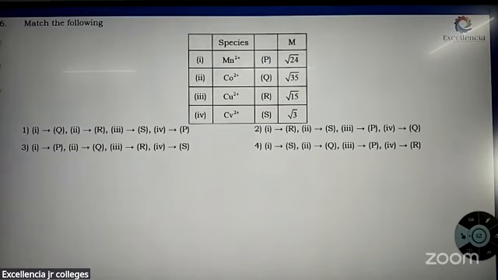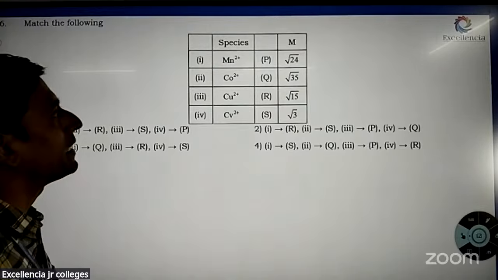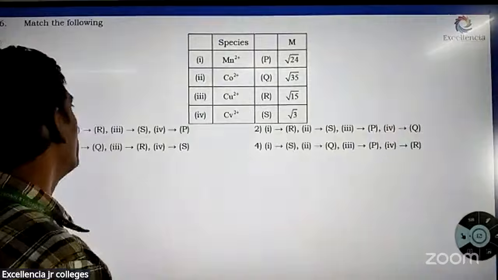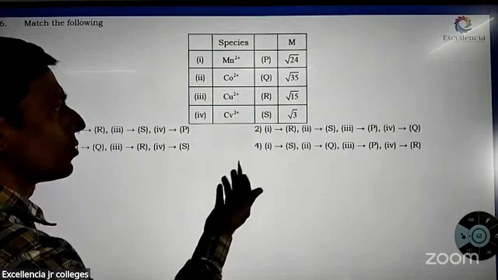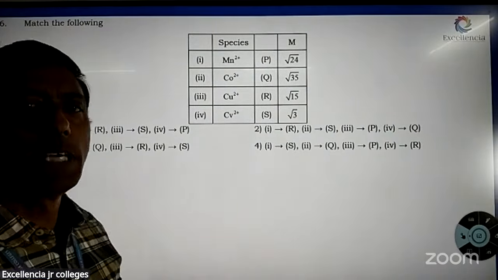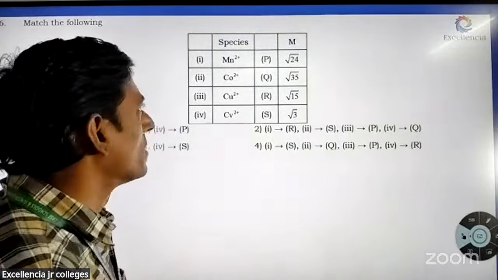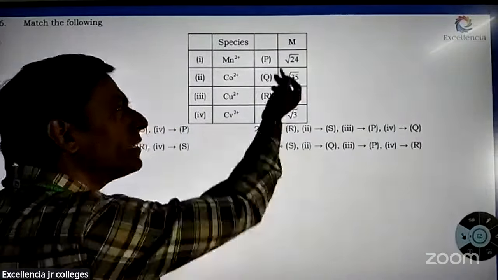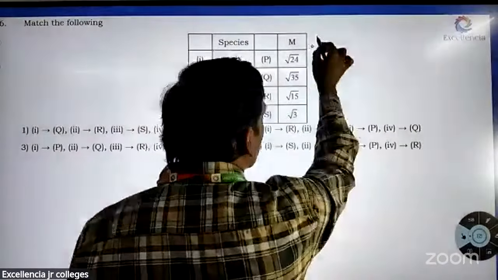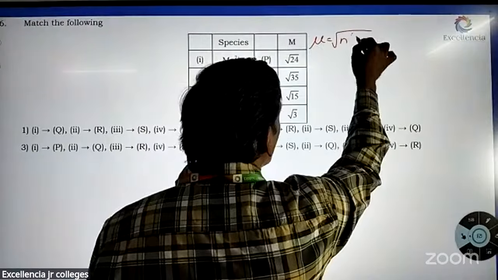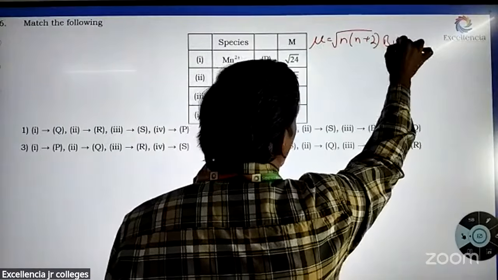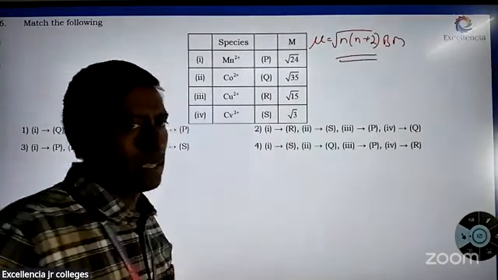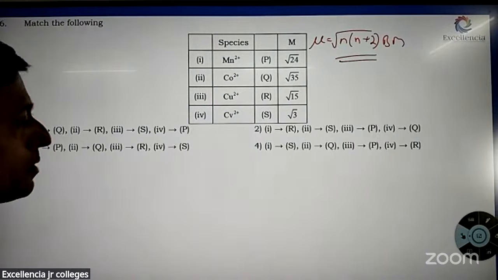Match the following. They gave some species and some magnetic moments. This is a question related to d-block elements. How are we calculating this magnetic moment? Mu is equal to root of n into n plus 2 Bohr magnetons. That is the formula used for calculating magnetic moment.